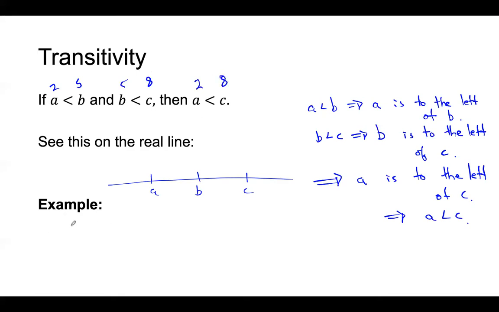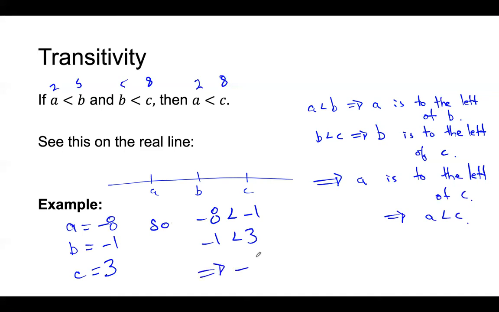An example would be A is equal to -8, and B is equal to -1, and C is equal to 3. So then, therefore, we're going to have -8 is, of course, less than -1, and -1 is less than 3, which implies, of course, -8 is less than 3.